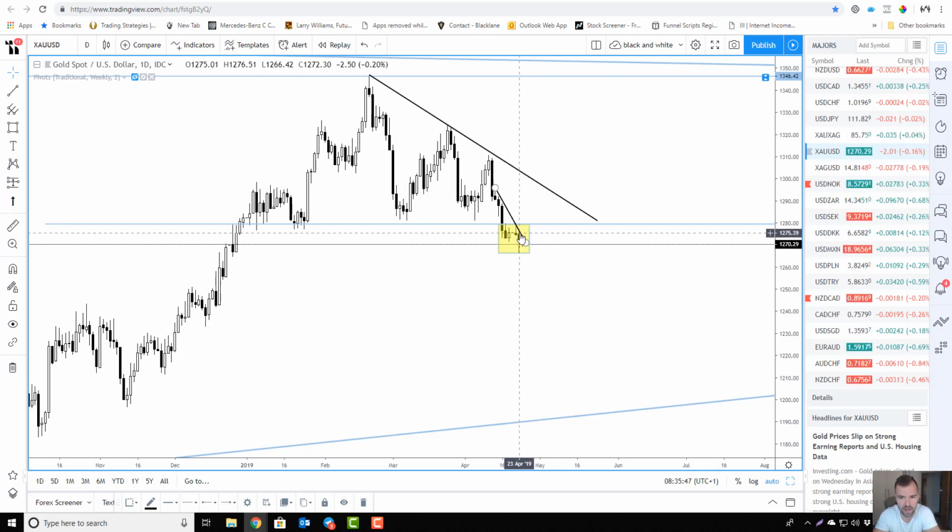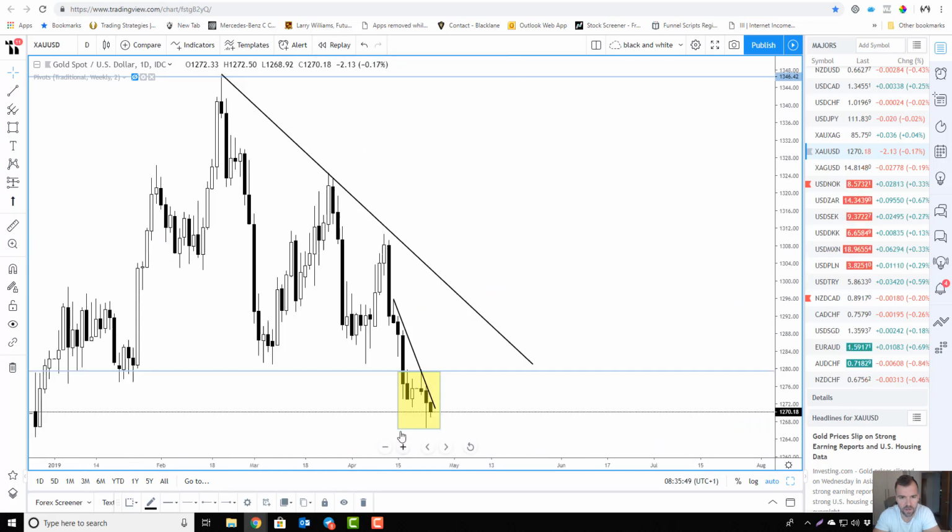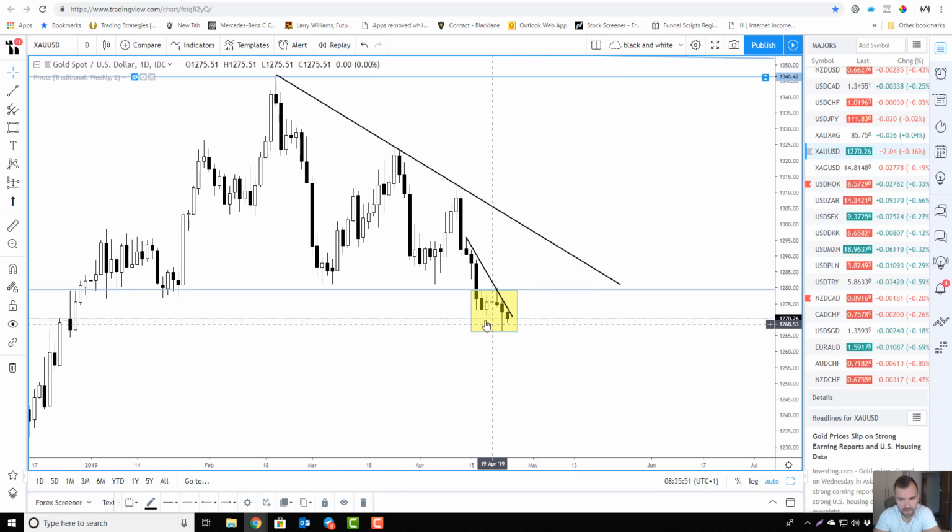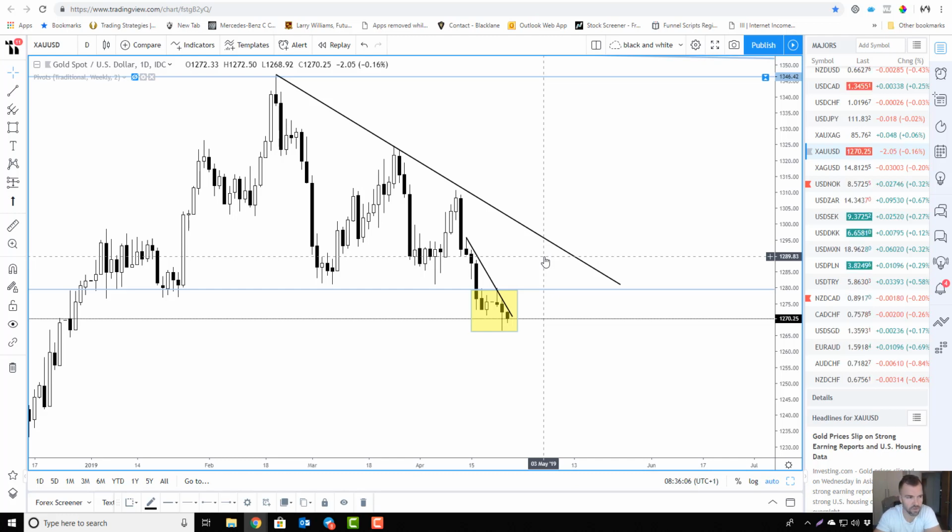Yesterday's daily close is significant for me in the fact that the way it moved down and aggressively broke these structure lows here, yet failed to close down here. So a break above yesterday's high, and we should potentially see 1290 at least on gold spot. So looking for a short-term rally here in gold spot.